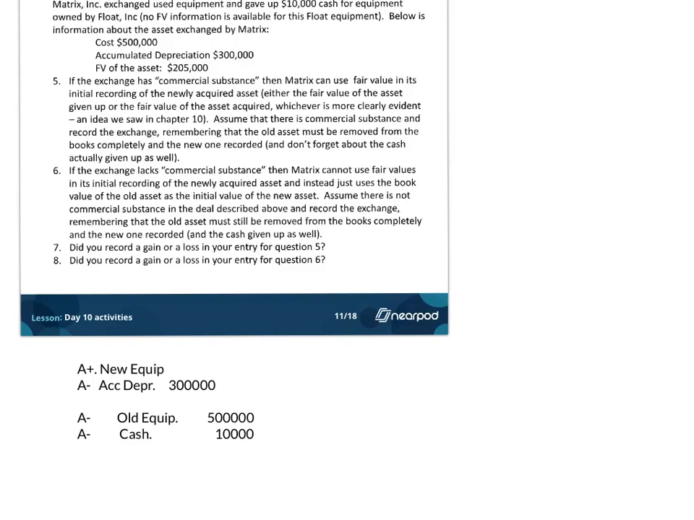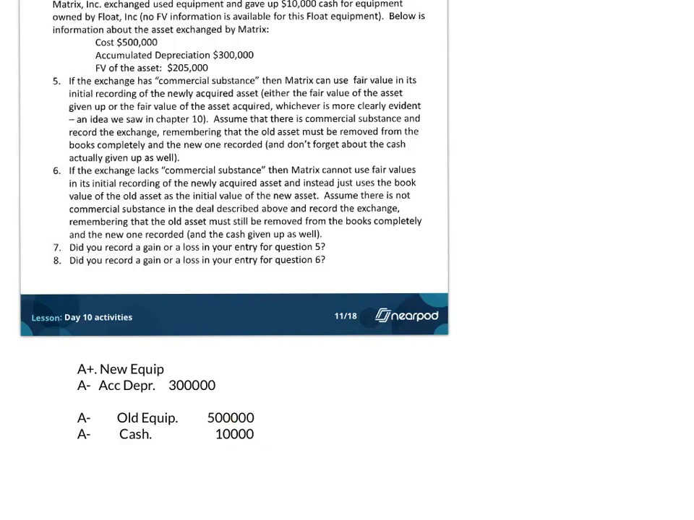The question is, what's the value we're going to put on this new equipment? Because in situation 5, there is commercial substance. We get to use what we know about what was given up. We know the fair value of the asset we gave up. We don't know the fair value of the asset that we're acquiring except to back into it. So we gave up an asset whose fair value was 205, plus we gave up cash of 10,000.